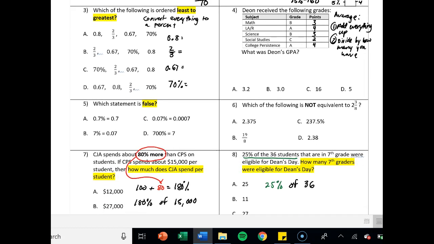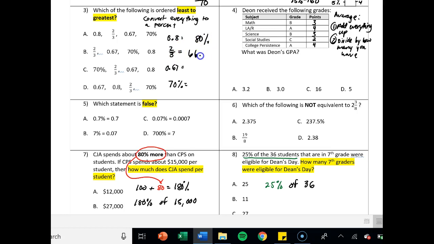And number 3, which of the following is ordered least to greatest? When I give you a whole bunch of different types of rational numbers, fractions, decimals, or percents, convert everything to the same number. It might be easiest to convert it to a percent. You have a convert percent button on your calculator. You hit second and then the right parentheses. So 0.8 gives you 80%.